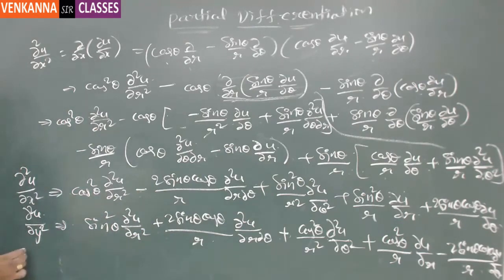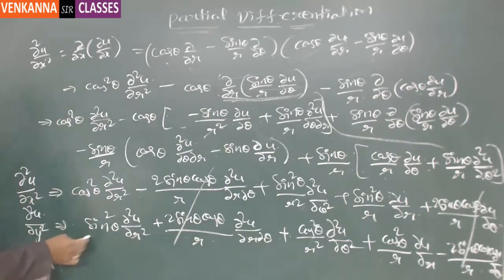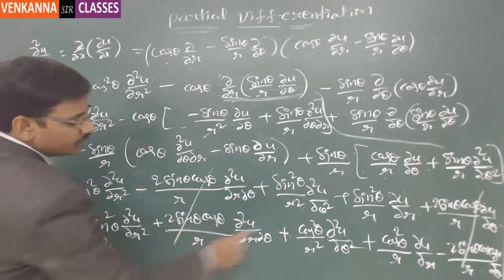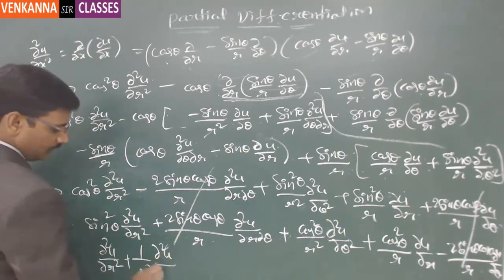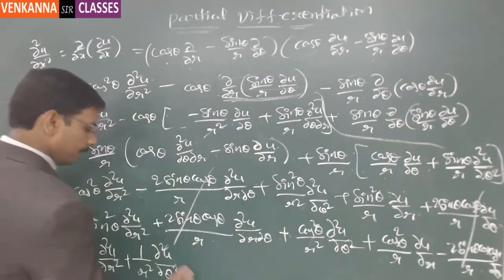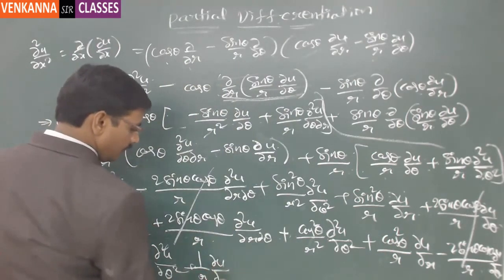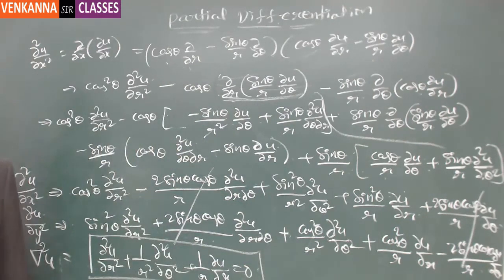Now if we add these two together, this will be del square u is equal to, so these two will cancel out and these two will cancel out, and then here cos square and sin square will become 1, then dou square u by dou r square, and then here sin square plus cos square again becomes 1, plus 1 by r square dou square u by dou theta square, and then next sin square plus cos square again becomes 1, then plus 1 by r times dou u by dou r is equal to 0, and this is what we call the famous relation of the Laplace equation in polar form. Clear? Got it?